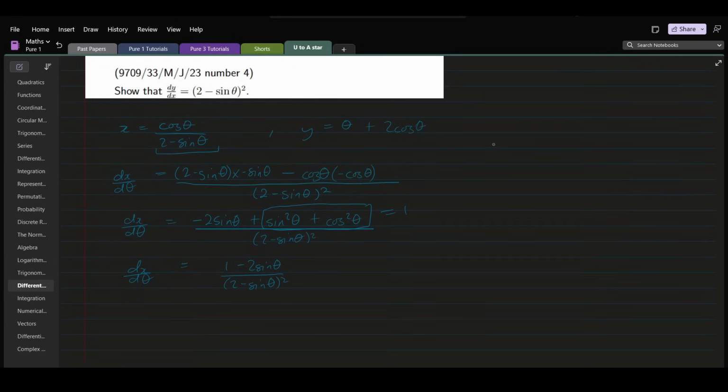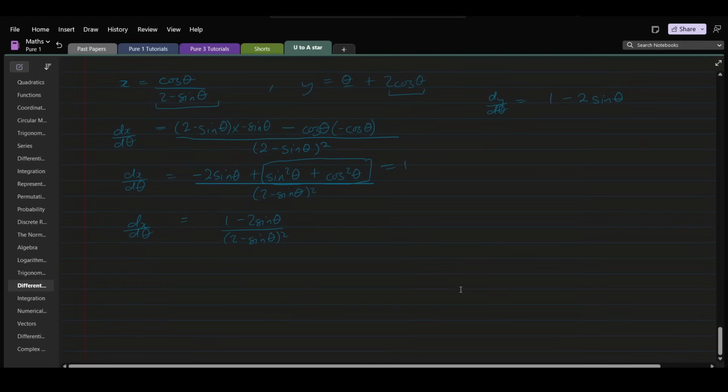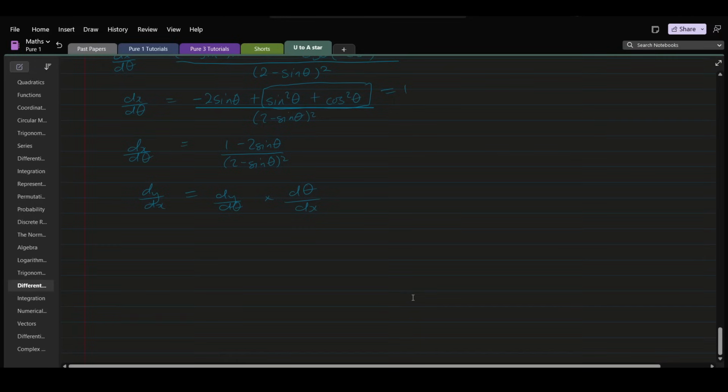Now let's find dy d theta. So if you differentiate theta, you get 1. And then if you differentiate 2 cos theta, you get negative 2 sine theta. And now let's create a chain rule for dy dx. Dy dx, let me scroll up so that you can see clearly. Dy dx is equal to dy d theta multiplied by d theta dx. Okay, so dy d theta is 1 minus 2 sine theta. So dy dx is equal to dy d theta, which is 1 minus 2 sine theta. And this is being multiplied by d theta dx.